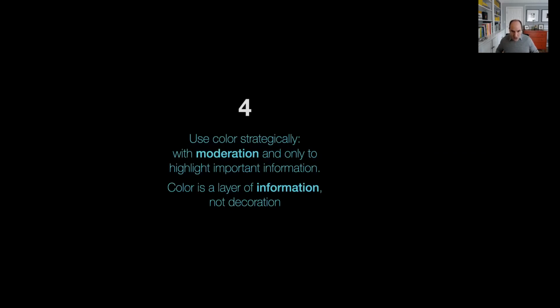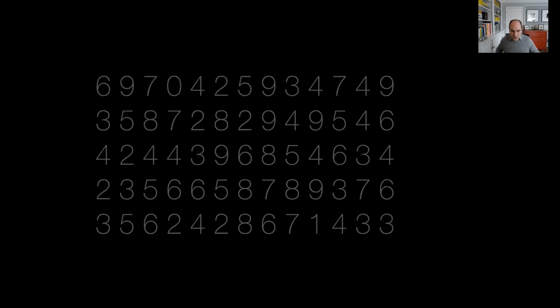Color. Color is information, it's not decoration. So we need to use color strategically. And I think that the idea that works best is to use color with a lot of moderation, and only when you want to highlight something you really want to call attention to. For example, if you look at these numbers, I can ask you, how many 7s do you see here? How many number 7? It takes a while. You have to start looking at this. But just by using color, this becomes apparent immediately.